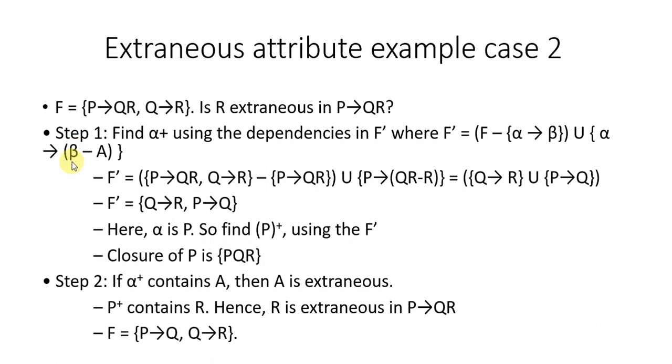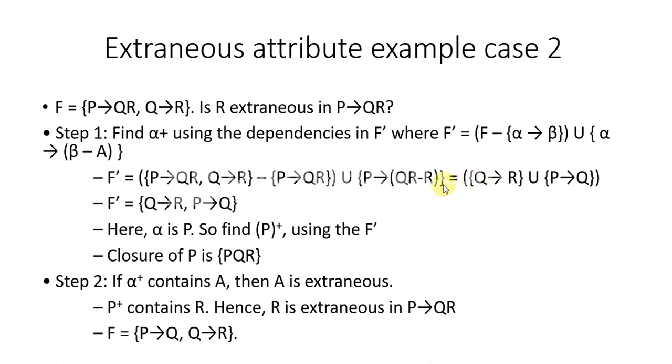What is alpha to beta here? P to QR. Union, what happens? P to QR, we are checking for this R. So P to QR minus R. What will happen? We are removing this from the set, so it will contain only Q to R. Union P to Q. Okay, Q to R union P to Q, that is F dash is equal to Q to R and P to Q.